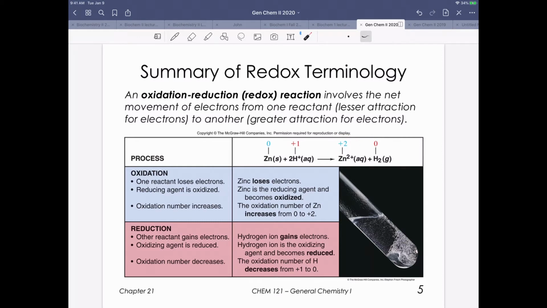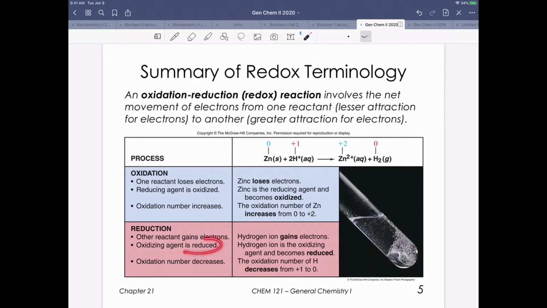I know this can be a little bit confusing because you're thinking, wait a minute, I lost something, so how can I become positive? But remember, when you're losing negative things like electrons, you actually become positively charged. The opposite is true when we're talking about reduction chemistry. Again, reduction means gaining of electrons.